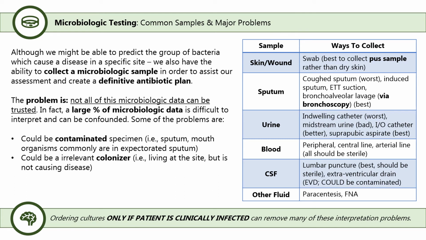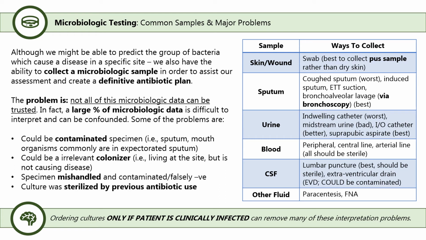A sample could also have been mishandled, and it could be either falsely positive or even falsely negative. And then another example could be that a culture can be sterilized if antibiotics were given to the patient for some time prior to the collection. Because of this, we need to always deliberately interpret our microbiologic specimens with clinical correlation.